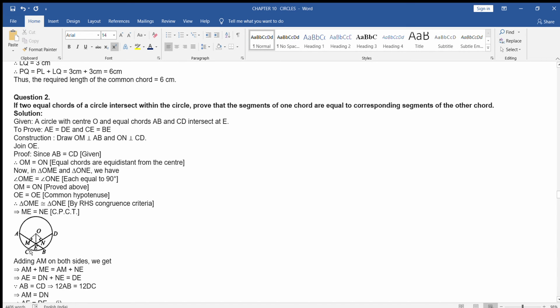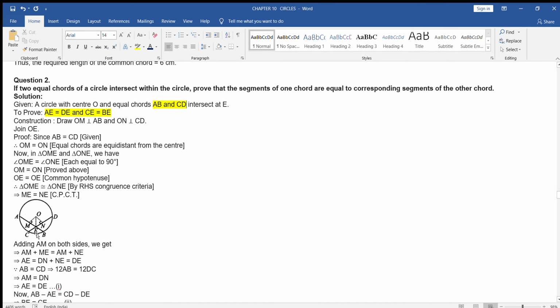Just see what are the corresponding parts. This AE corresponds to DE, so we have to prove that AE is equal to DE, and we also have to prove that CE is equal to BE. So we need to prove the corresponding parts as equal. And what is given to us is that AB is equal to CD. AB equals CD, it is given to us.